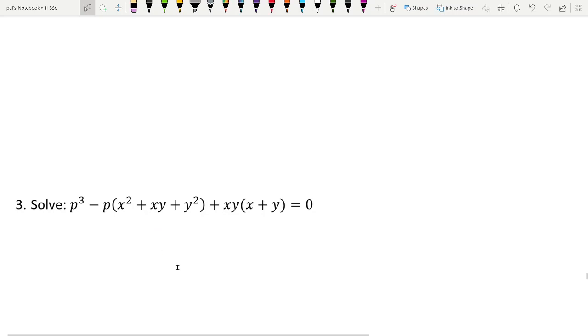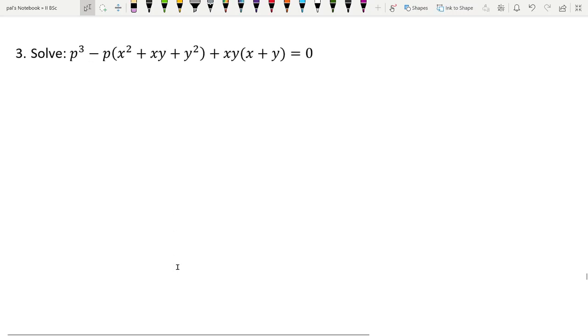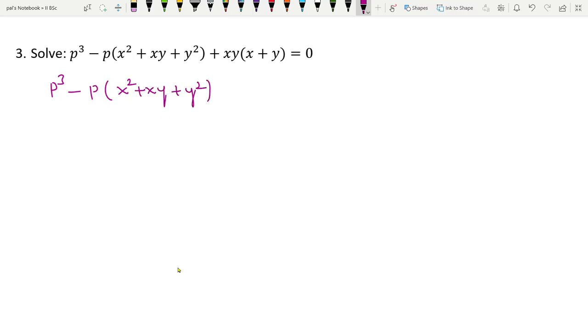Yes, it is a different one. It is a first order third degree differential equation. It is like this, p cube minus p into x square plus xy plus y square, plus xy into x plus y is equal to 0.